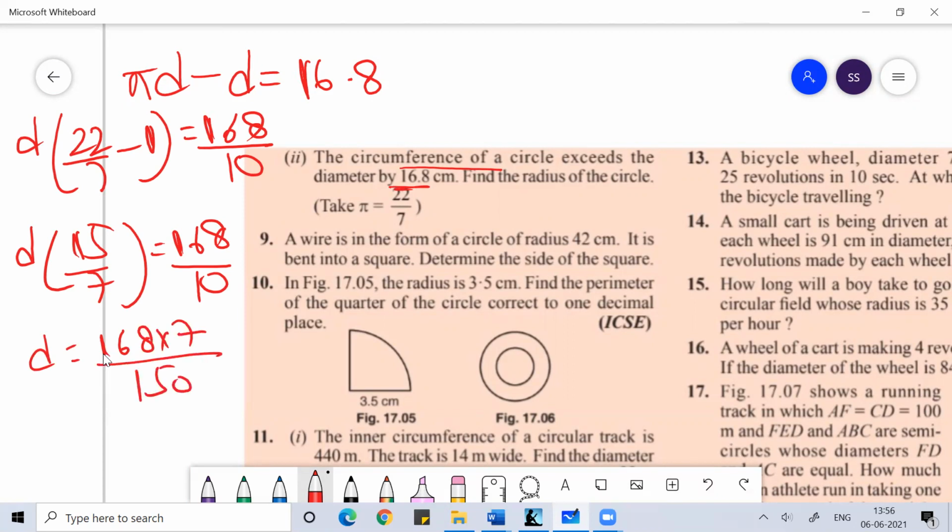I want the radius. Radius is half of this diameter. So half of this, 168 into 7 divided by 300. Divide by this, it is 56. So 7 sixes are 42, 4 carry, 39. 3.92. How much did you get? So 3.92.